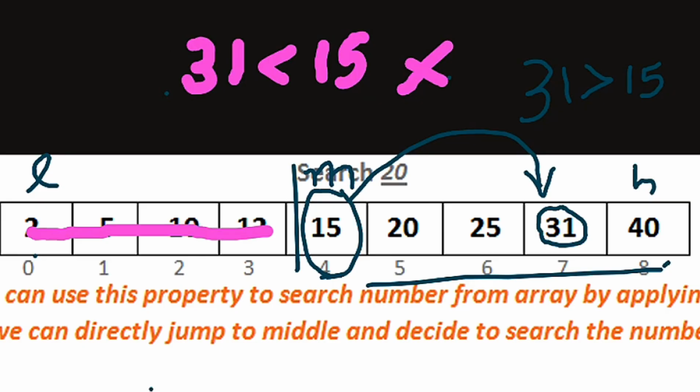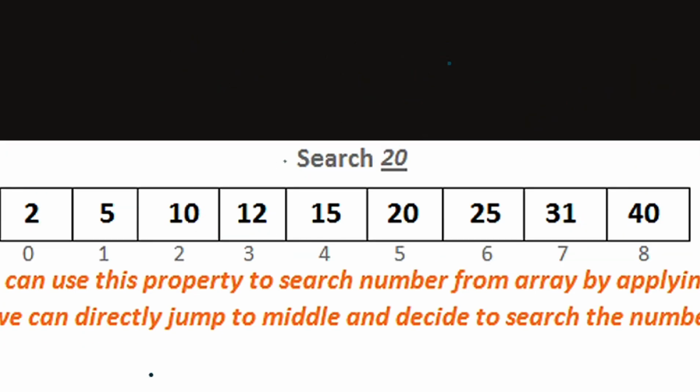I'll remove all this. So now you have understood that your target element is to the right side of your middle element. This is my middle element, right? So we'll start from here. Now my low, middle and high positions will change after you know which side of the array you're going to. So before that, where was my low? Here was my low, here was my mid, and here was my high, right? This was the initial condition.